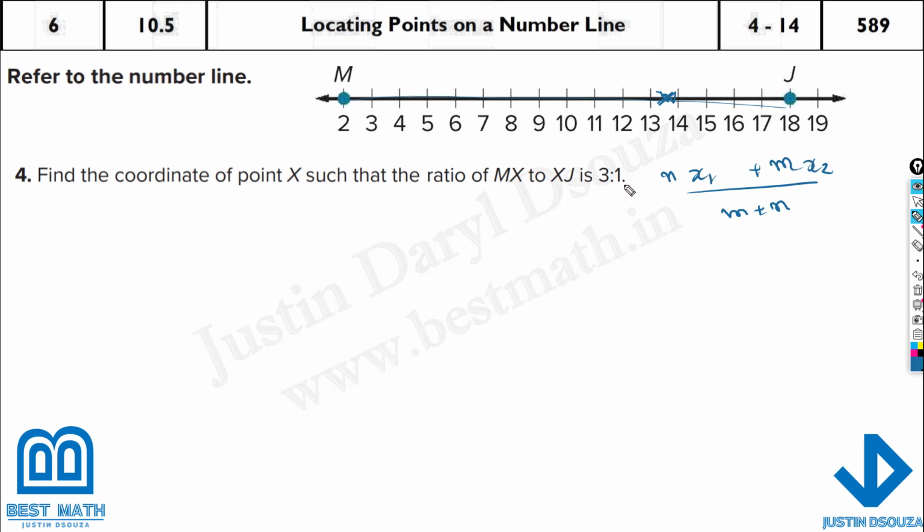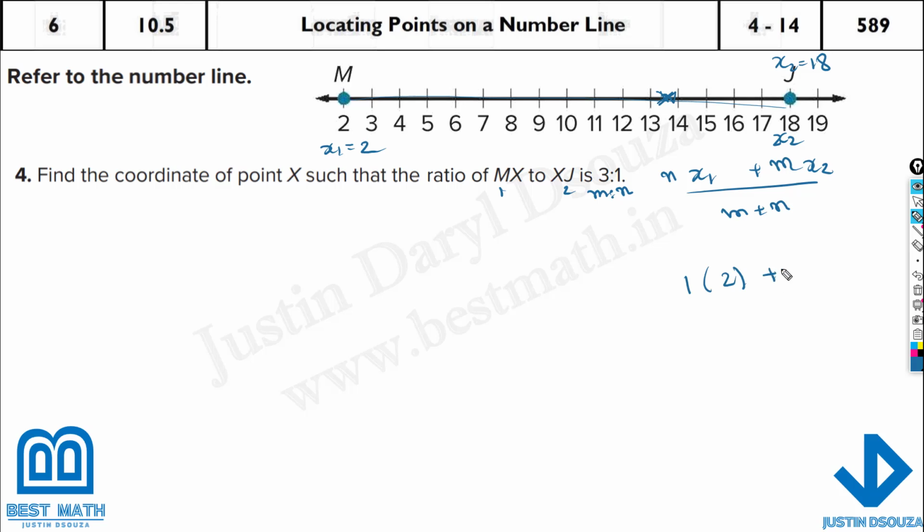Now let's substitute. What is n value? See over here, the ratio is given as m is to n. The second value is n times x1, the first point, and then x2, the second point. Now how would you know which is first and second? Look here, m to x. So you start with m to x and then x to j. So first is m and then comes j. So first and second point. So here the first point is having an x1 value of 2. Second point is having an x2 value of 18.